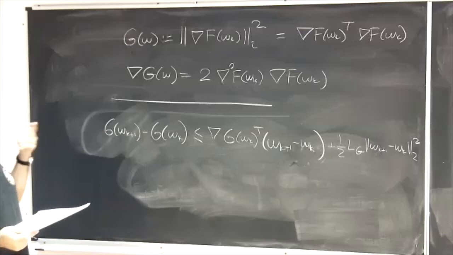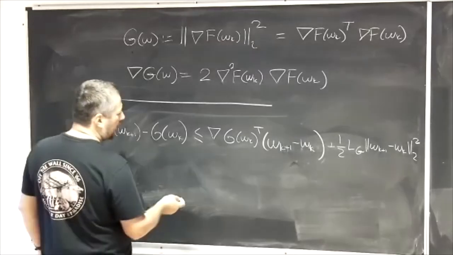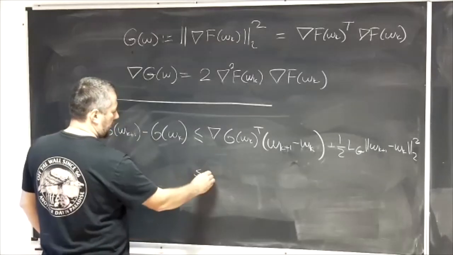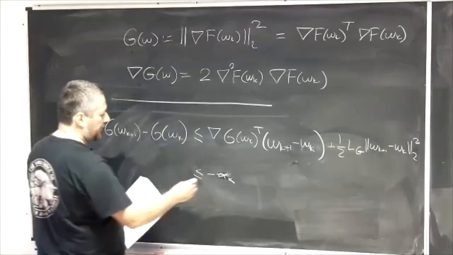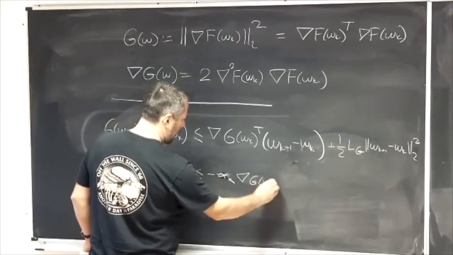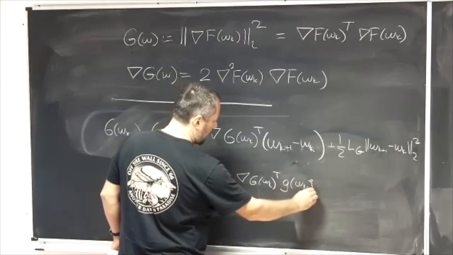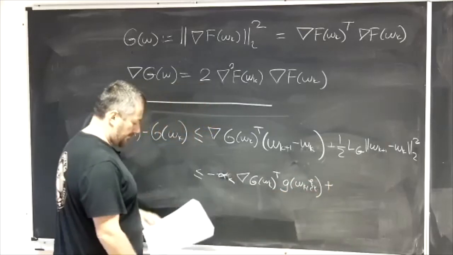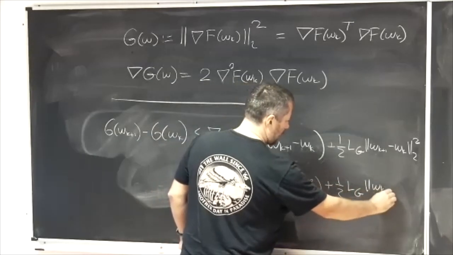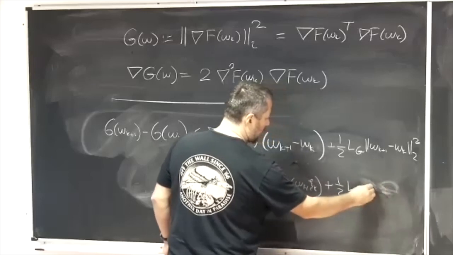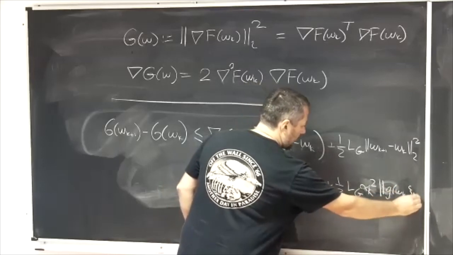Again, what is the difference omega k plus 1 minus omega k? This is just negative alpha k times the gradient of g, inner product with the gradient of f at omega k, plus 1 over 2 L g, oh sorry, let me take out alpha k squared, times the gradient of f at omega k.